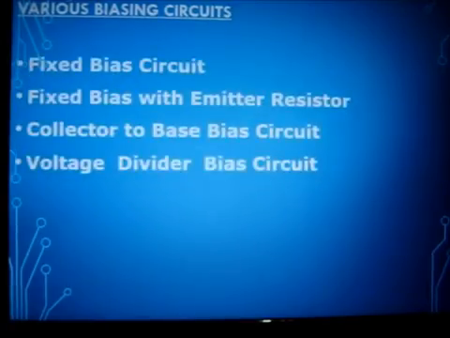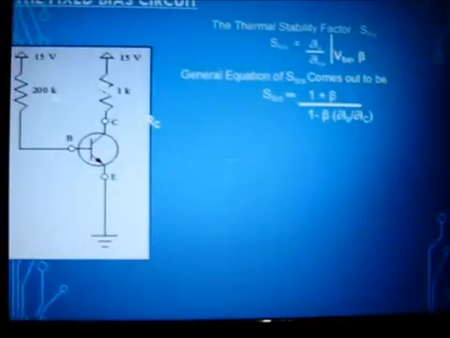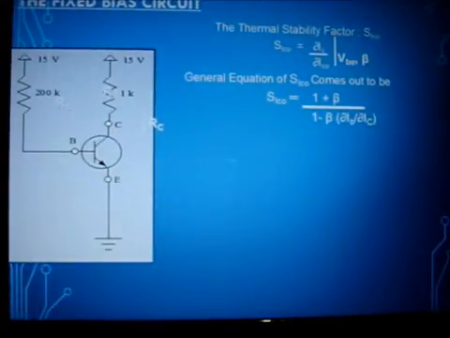Now there are several biasing circuits we can use. You can see there are four types: fixed bias circuit, fixed bias with emitter resistor, that is common emitter biasing, collector to base bias circuit, common collector biasing, and the voltage divider biasing. So first of all we will start with the fixed biasing. This is the general diagram for fixed biasing circuits.